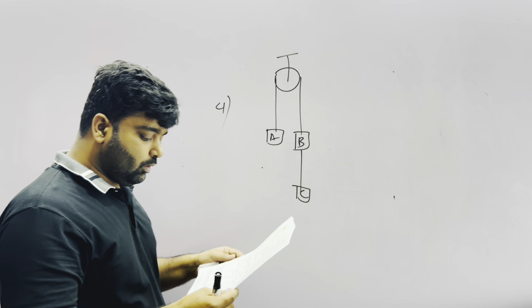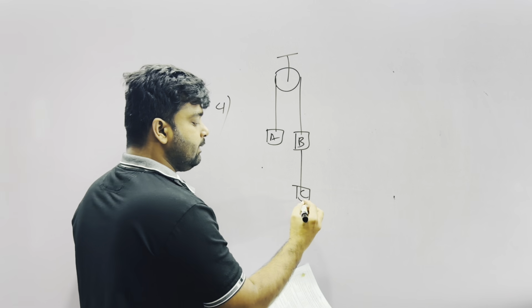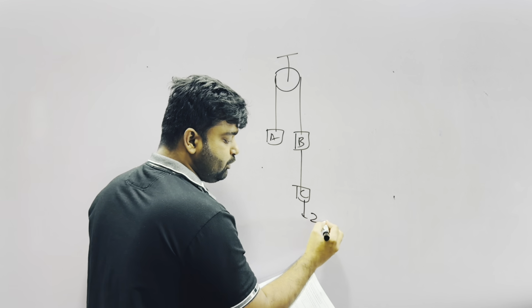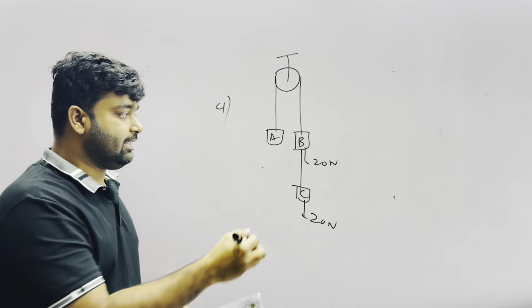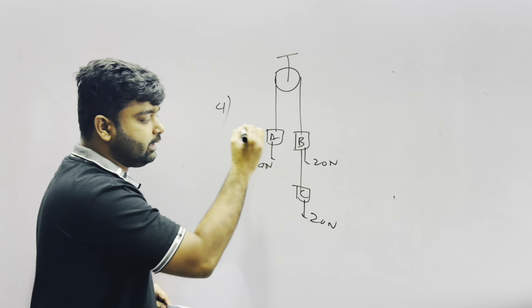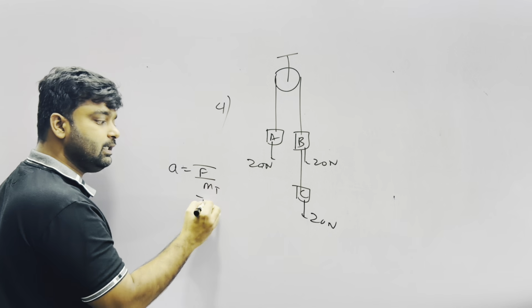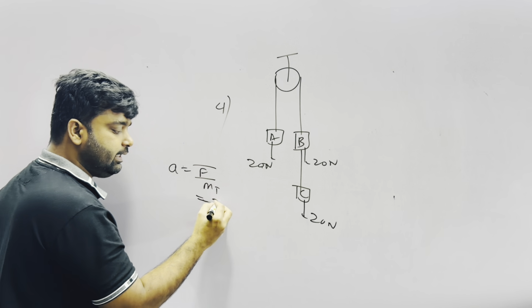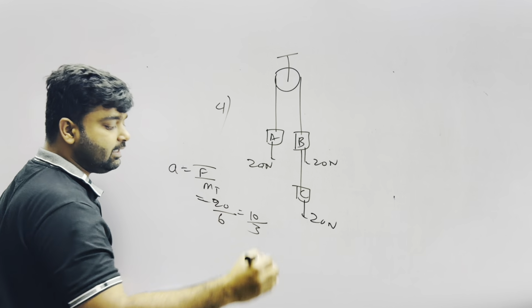Question number 4, there are 3 masses, each of them is 2 kilogram. Therefore, the weight is 20 Newton. Here also 20 Newton, totally 40 Newton on the right side. Left side 20 Newton. Therefore, acceleration is equal to net force over total mass. 40 minus 20, net force is 20 Newton, total mass is 6 kilogram. Therefore, the acceleration is 10 by 3.